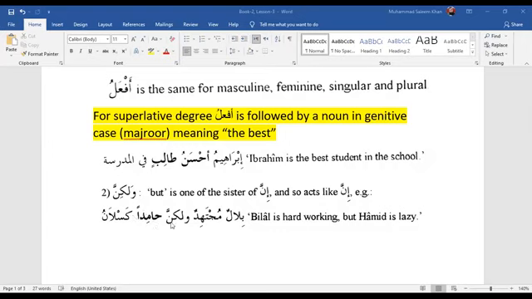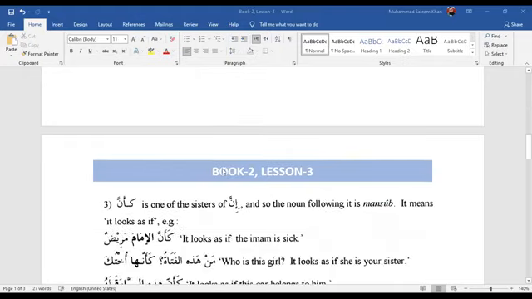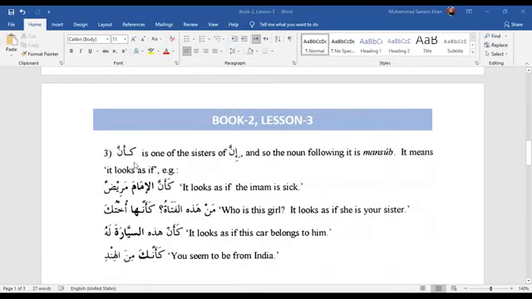Because of inna wa akhawatuha, the mubtada is mansub. Excellent. So walakinna has the same impact as inna. All right, so we move on to the next one. Ka'anna is also from the sisters of inna, and we know that it will have the same grammatical impact. So we will just look at the example.